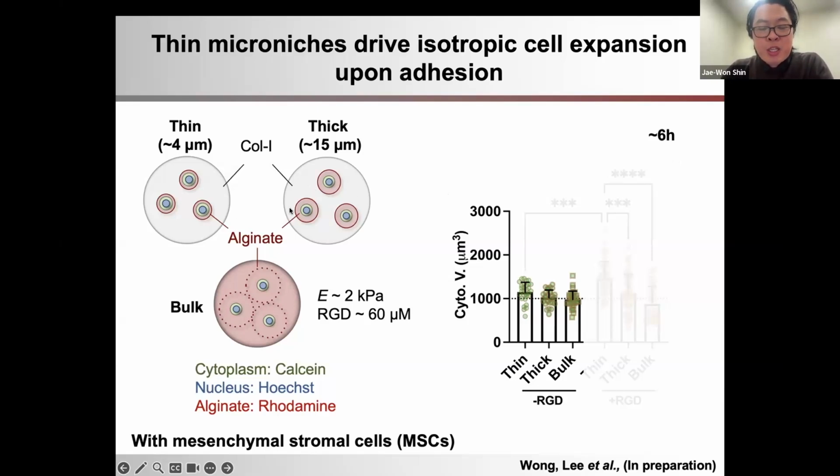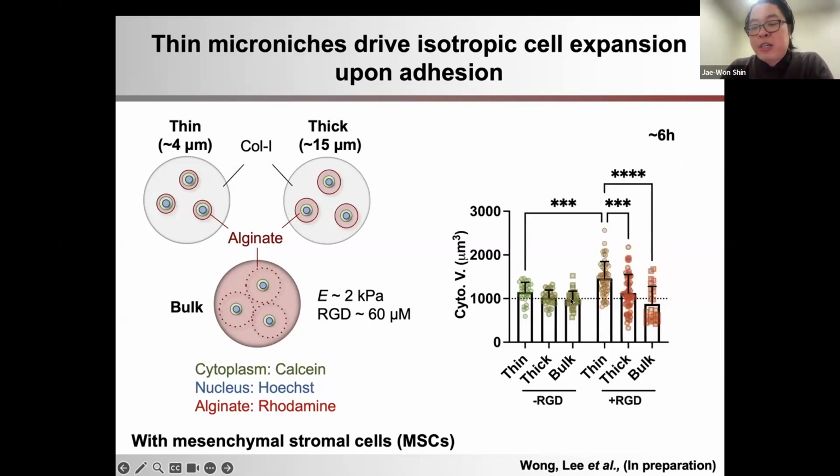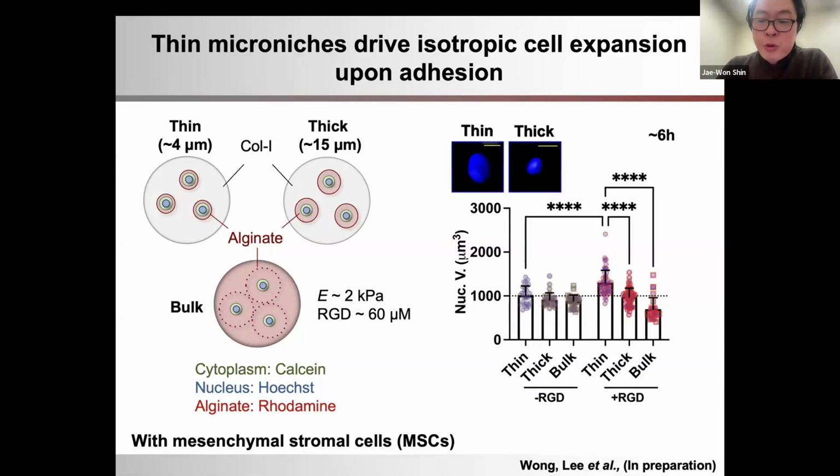However, what's interesting is that when you start introducing RGD peptide, this adhesion peptide, we saw a rapid isotropic expansion of the cytoplasmic volume when cells are encapsulated in thin RGD peptide gel compared to thicker and bulk hydrogel. This also translates to the expansion of nucleus volume, where you also see an increase in nucleus volume in the thin RGD gel. I wouldn't get into the mechanistic detail, but we figured out basically that there is a combination of ion channels that play an important role in regulating this process.